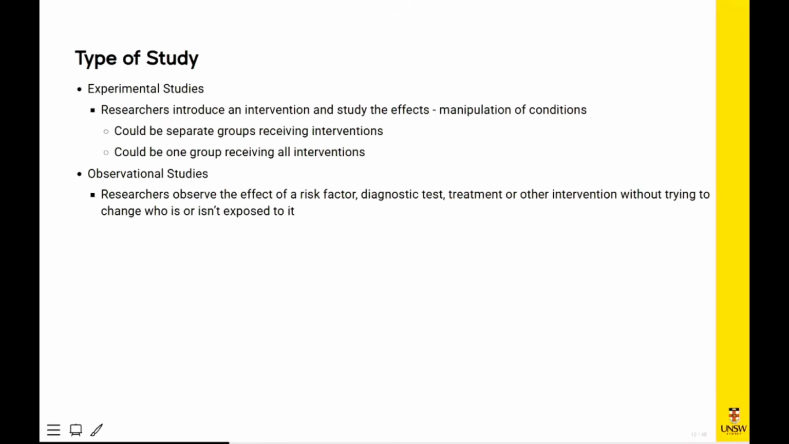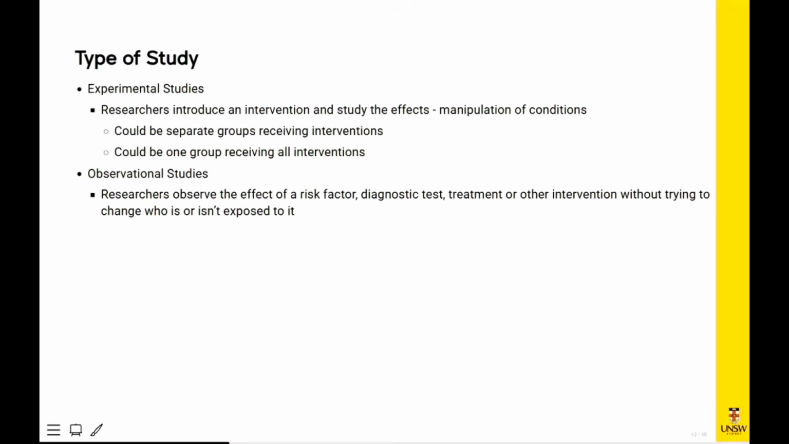When we are designing our quantitative research studies, there are generally 2 types of studies that people are looking to conduct. We have experimental studies and observational studies. Experimental studies are studies in which the researcher introduces some sort of intervention and then studies the effects. There's some sort of manipulation of the conditions that is occurring. It could be that you end up with 2 groups, and one group gets one particular intervention, the other group gets a different intervention, or it could be one group that gets all interventions at different time points.